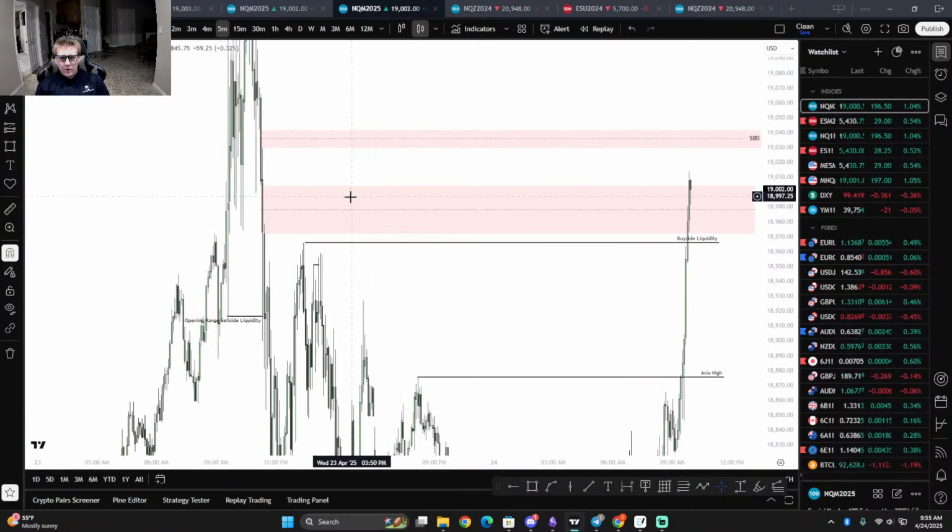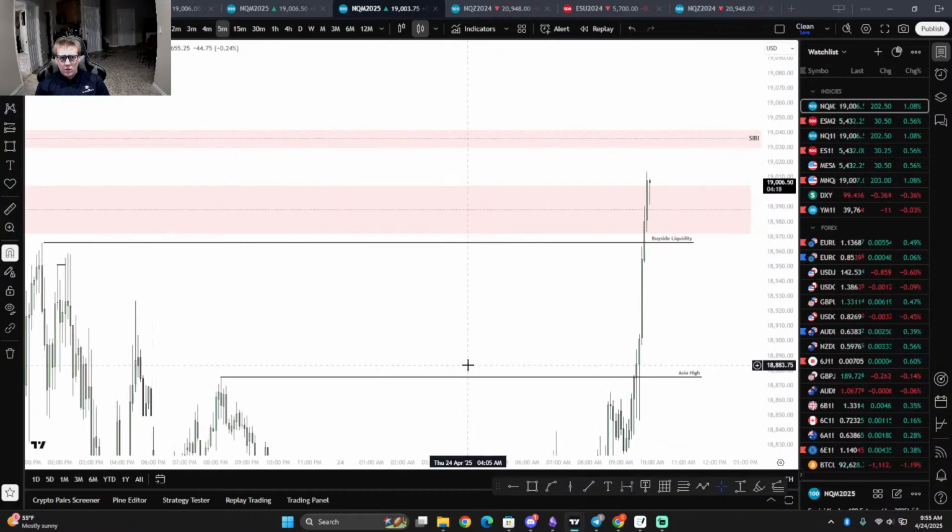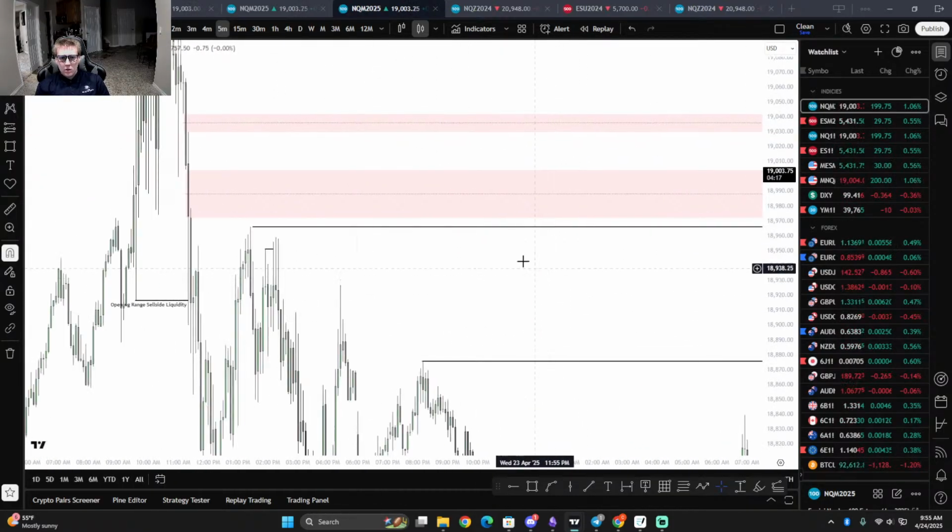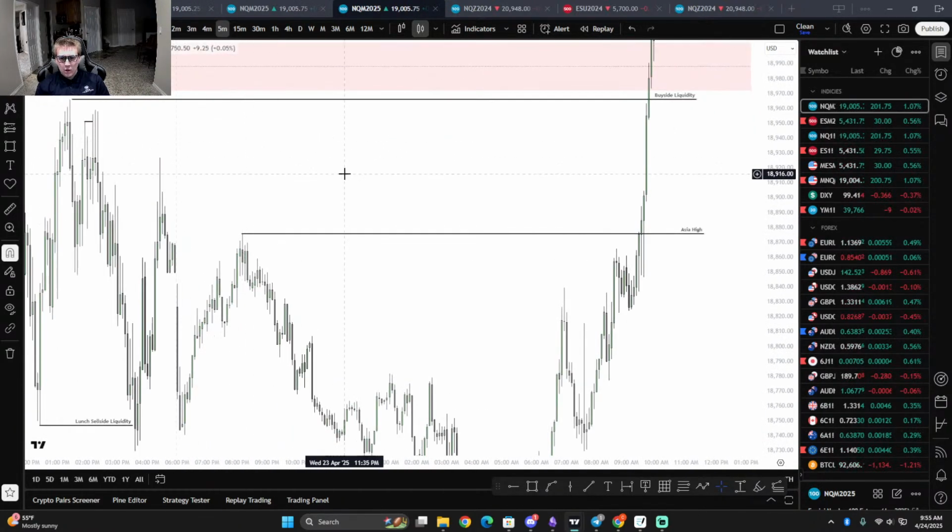Are you trading above this discount SIBI? So let's see if we want to reach into this one. Notice how it failed to trade into it here. Now it becomes a draw on liquidity.